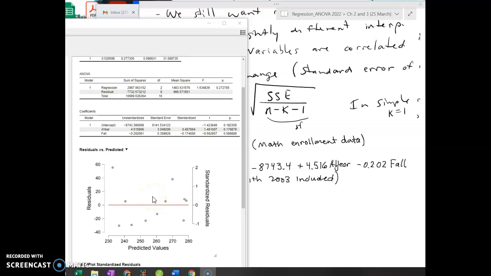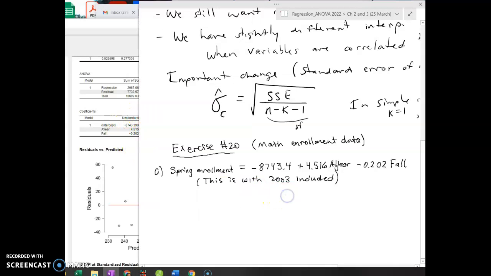Here's a plot of the residuals versus predicted. There's not a lot of data values, so it's really hard to tell for sure that it doesn't fit well. But as was suggested in the book, it might be good to rerun this without the outlier with the year 2003. But I did want to point out, here's the coefficients here, and here would be the equation. The spring enrollment would be negative 8,000 something plus 4.5 times the year, and minus 0.202 times the fall enrollment. So let's run it again using the data set without the year 2003.